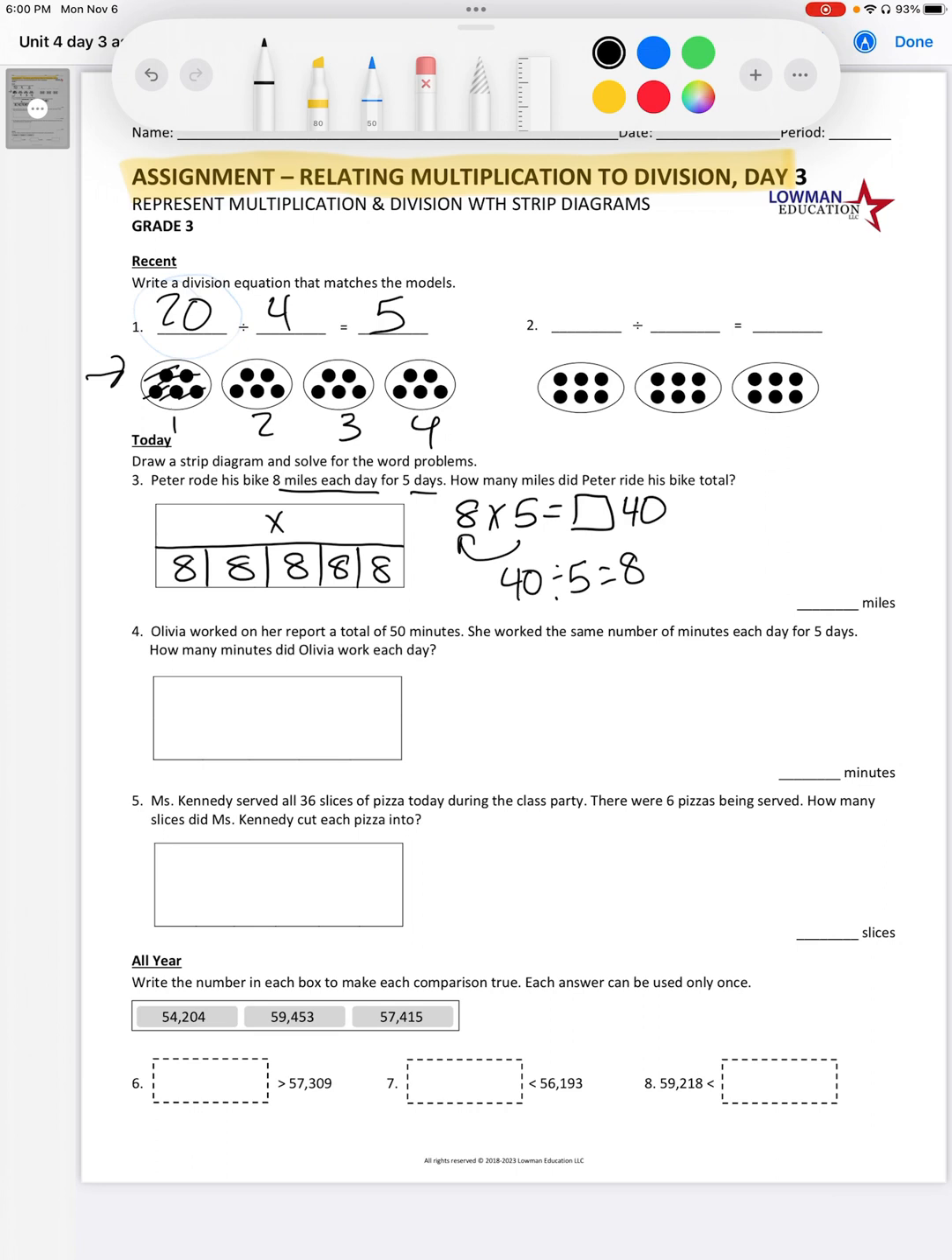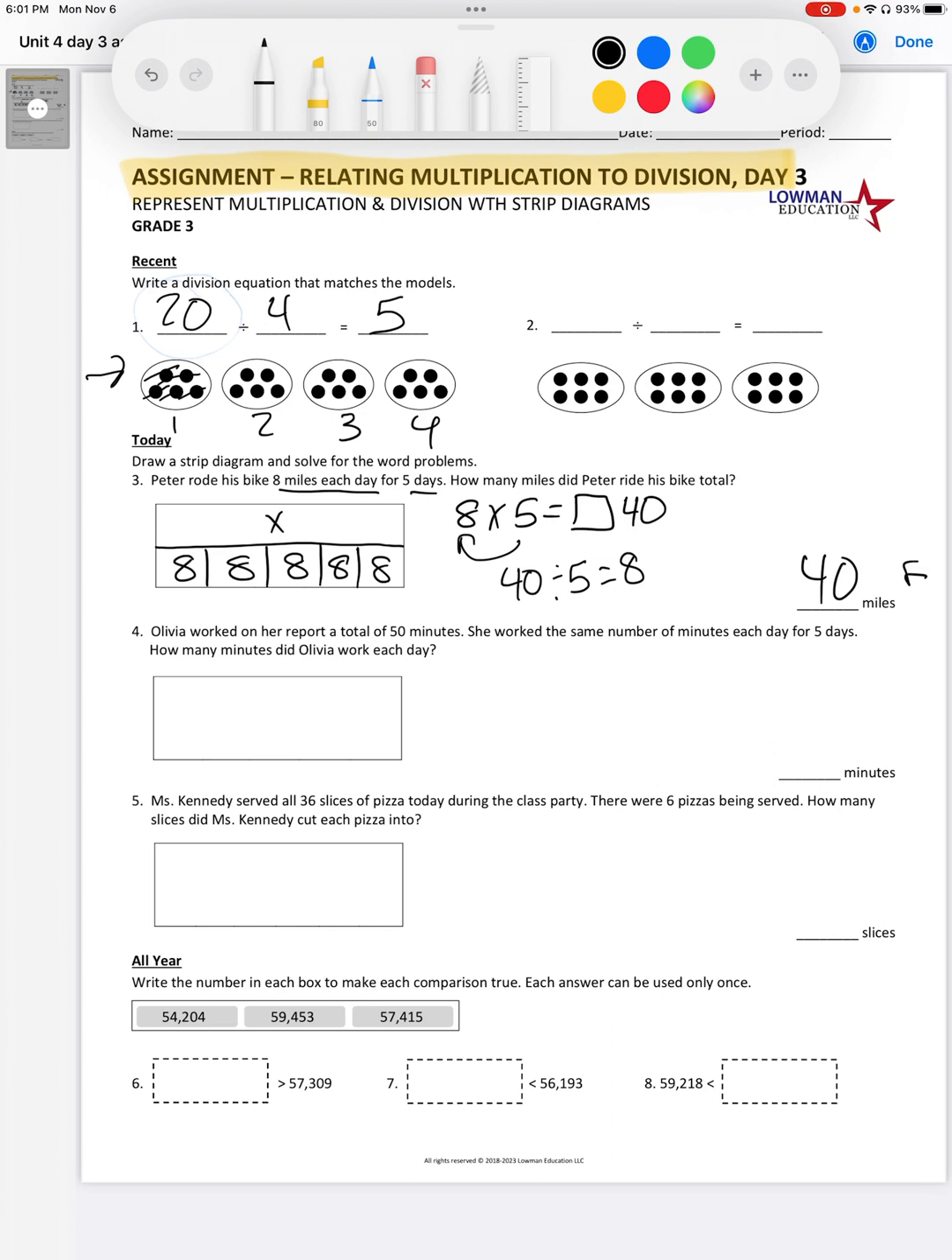And I like to try to write the division and multiplication sentences as much as I can so that kids can start to see that relationship between division and multiplication, because that's just kind of a struggle in 3rd grade. So we do it as much as we possibly can, and just try to push them to write it as often as possible. Okay, to answer the question though, right here, it says how many miles did he ride? The answer would be 40.